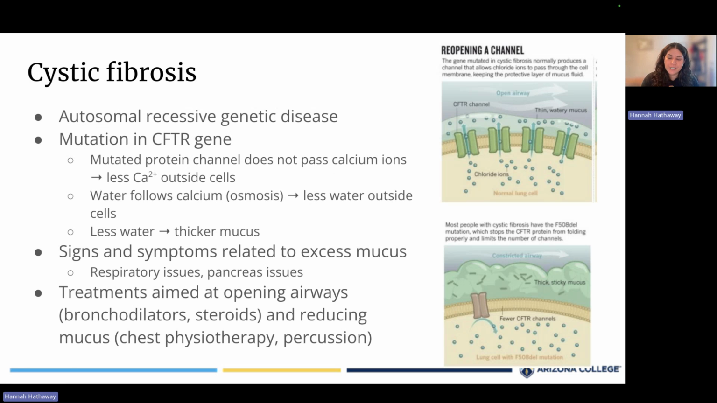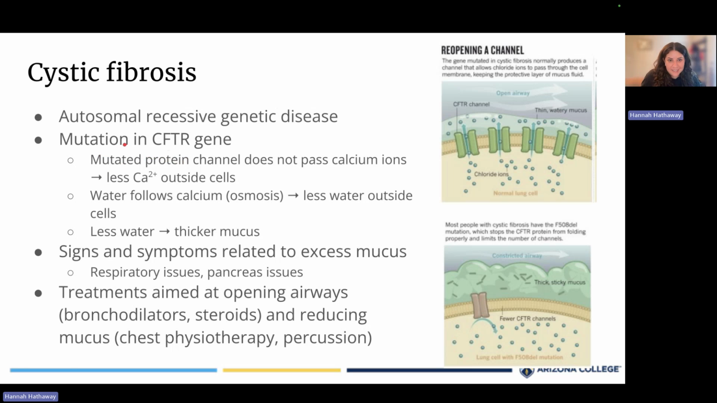Okay, so the first genetic disorder you need to know is cystic fibrosis. Once again, this is an autosomal recessive genetic disease, meaning someone who has this disease is born with it. It is autosomal, meaning the mutation is in a gene that is not a sex chromosome. And recessive, meaning someone who has cystic fibrosis has to have 2 copies of the mutated gene, meaning they got one from their mom and one from their dad, in order to have the disease. So what causes cystic fibrosis is a mutation in a specific gene called CFTR. It's the cystic fibrosis transmembrane regulator, something like that.